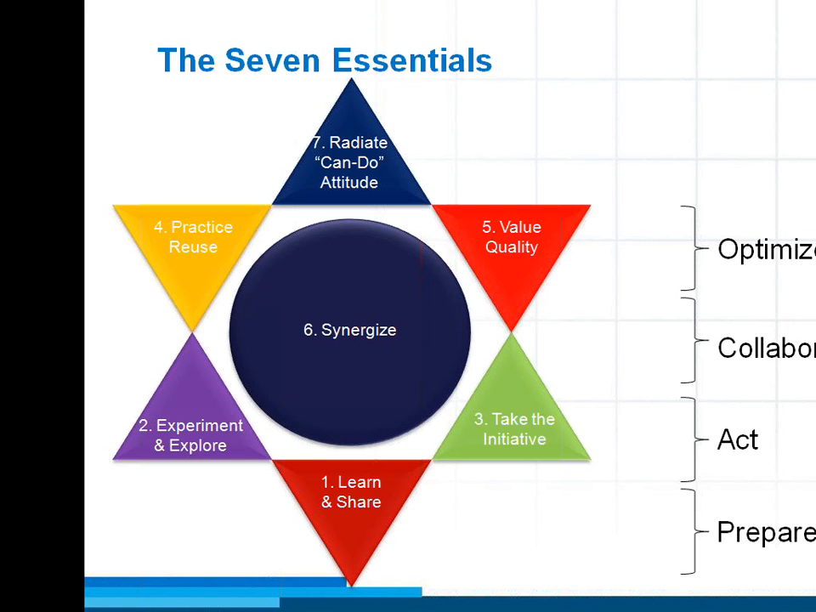Because unless you practice reuse, unless you focus on quality, you fail to realize the opportunity for optimization. And finally, when you radiate can-do attitude, you become an influencer. So as a manager, are you influencing your team, or are you practicing the command and control style of leadership? And can these steps help you become an influencer in your team? So these are my questions to you.